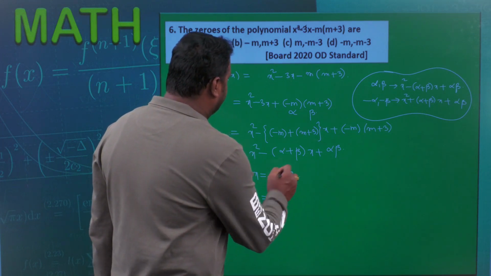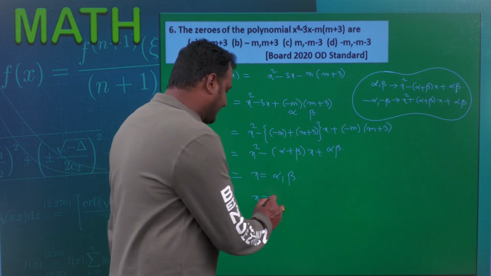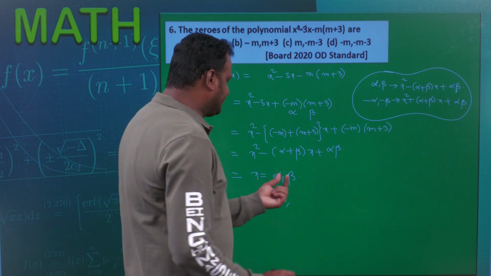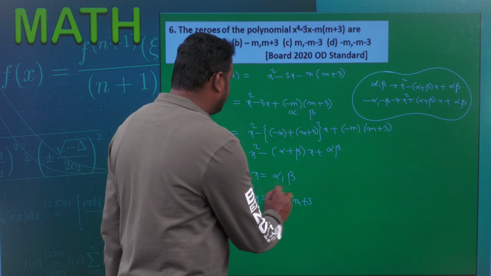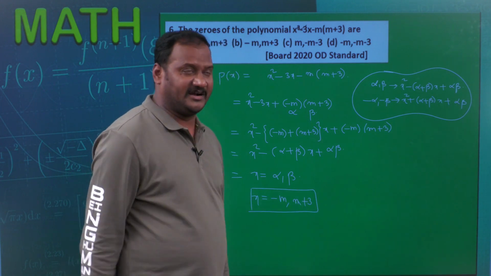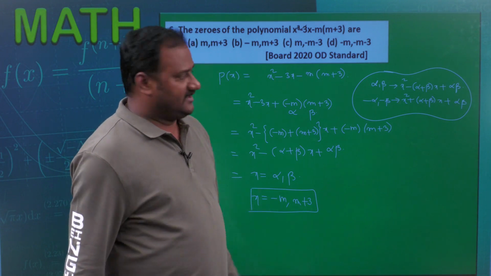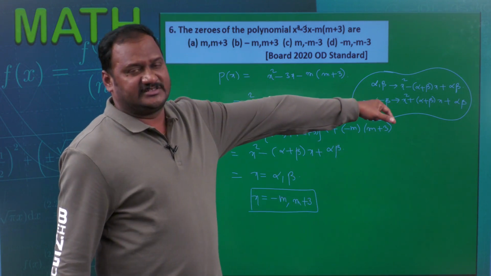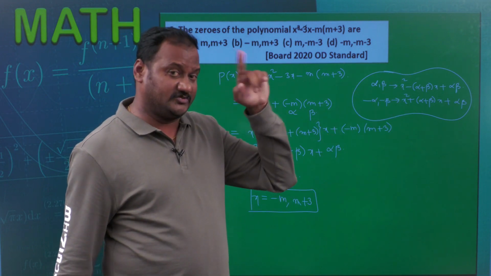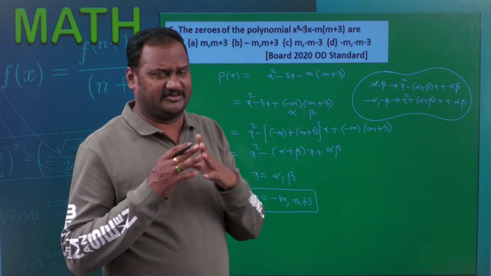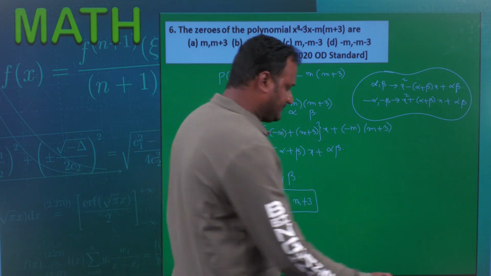So what is alpha and what is beta according to this? When you compare both of them, in the place of alpha you have minus m, and in the place of beta you have m plus 3. So therefore the zeros of the polynomial are minus m comma m plus 3. That is option B. Just remember these two things, then it is very much easier for you to factorize the polynomials without using the splitting middle term method or quadratic formula. So simply you can find out the factors.